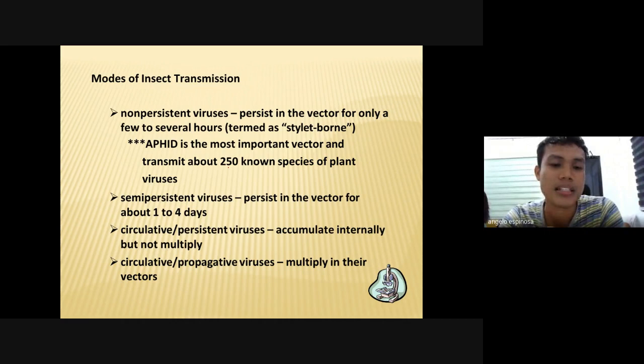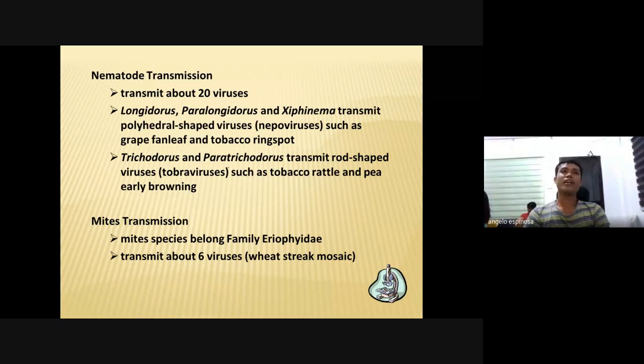And we have also circulative or propagative viruses. It multiply in their vectors. So meron din vectors na nagmo-multiply on their own while still in the insects. Meron ganyan, okay, na type ng vectors. Okay, di ba sabi ko sa inyo, while the virus is still in the vectors, nagkakaroon na ng stages ng pag-complete or pag-maturity. When it's already completed, it will infect or affect the plants.